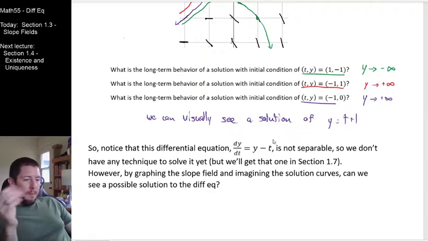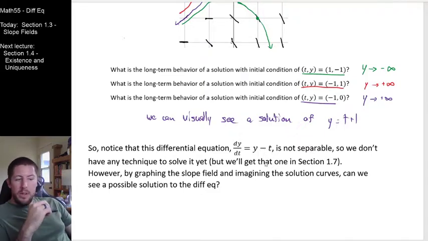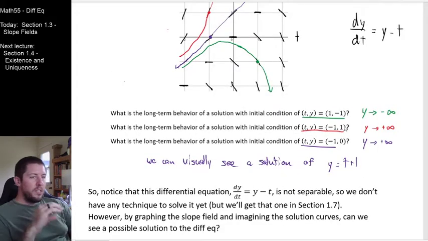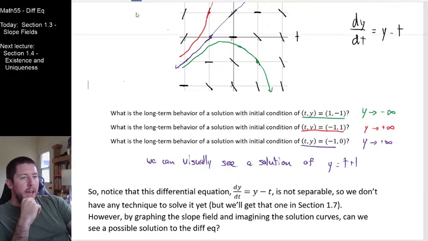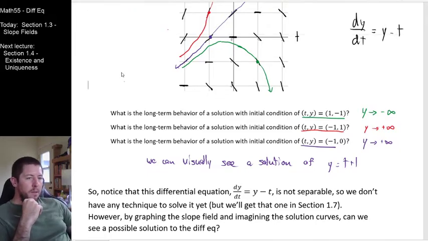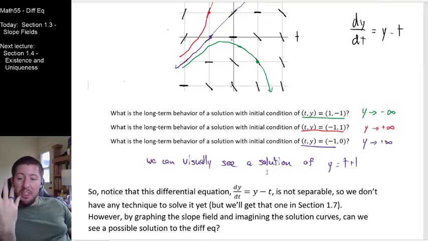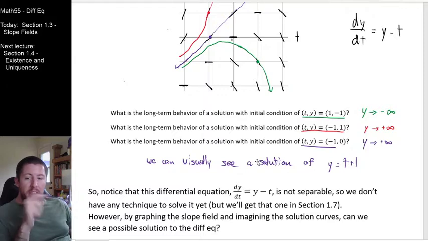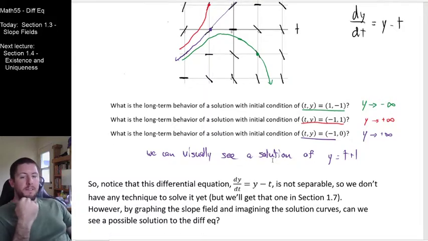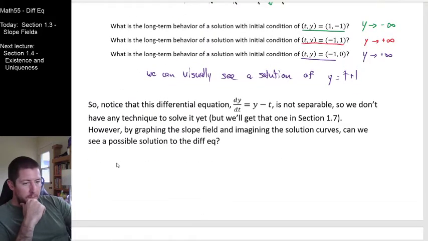So we notice that this is inseparable. We don't have a technique to solve it yet, but by graphing the slope field and imagining solution curves, can we see a possible solution? Yeah, that's exactly the y equals t plus 1 that we just grabbed right here. So let's go ahead and verify this is a solution. We couldn't have come up with this on our own. I don't think I was just going to think about it and get to there. But now that I think I've found it graphically, we can use the differential equation to verify.